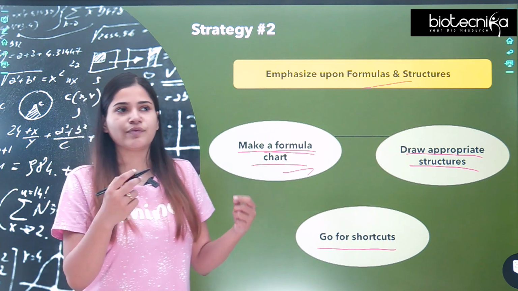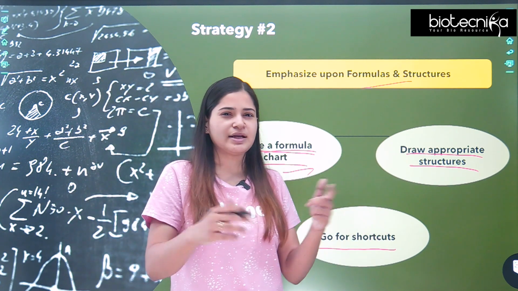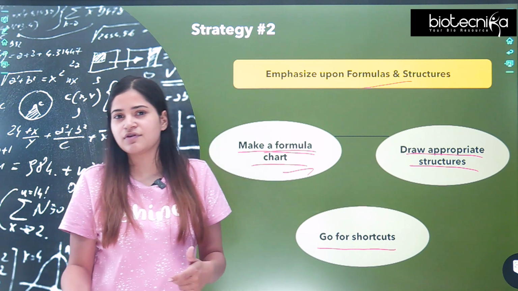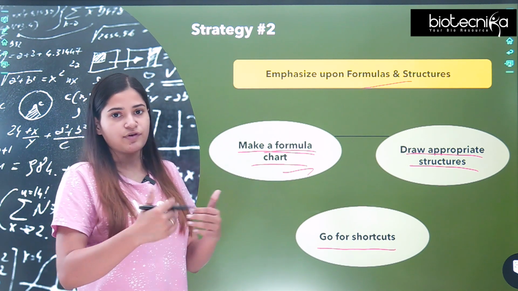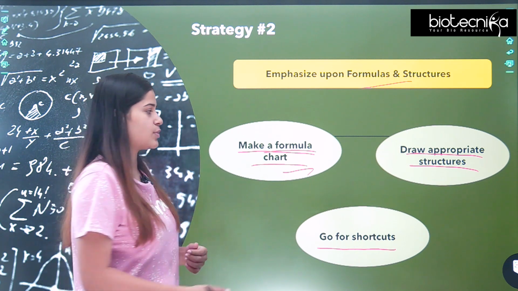How to solve this question? Why do I need to use a formula? Can I do this question without using a formula? So this will save your time. So you should make a shortcut for the formulas or the structure if that's possible for you.